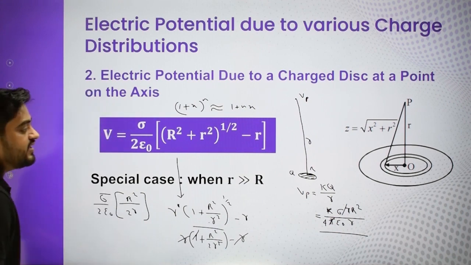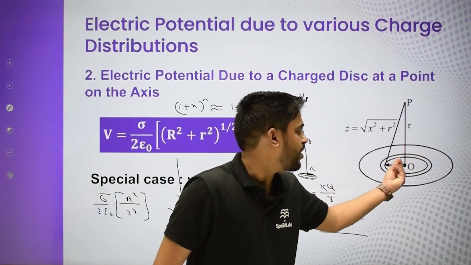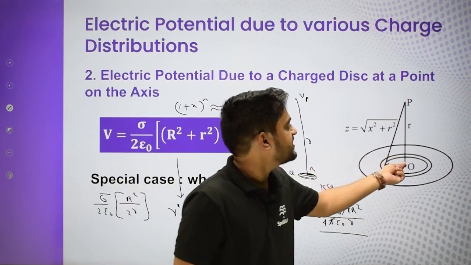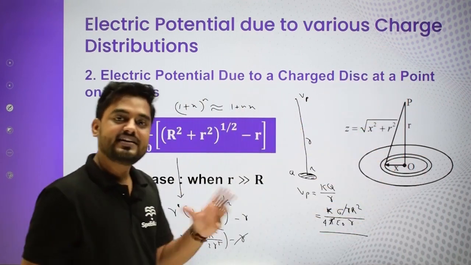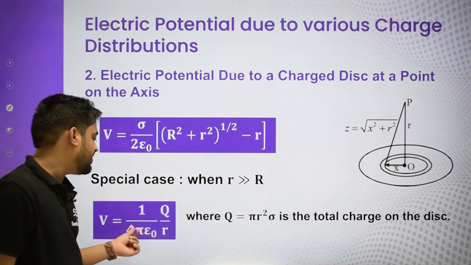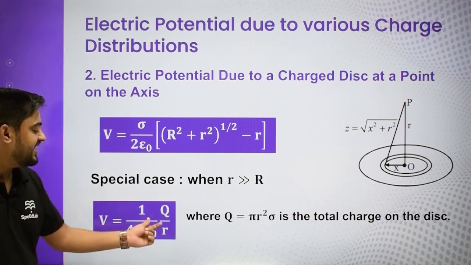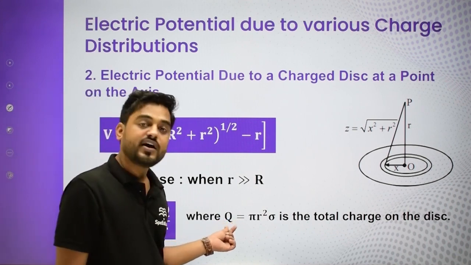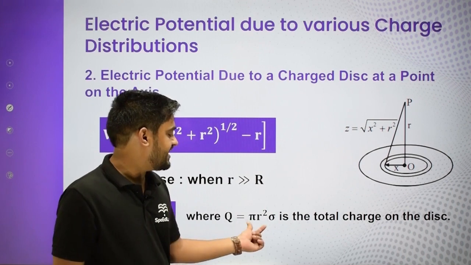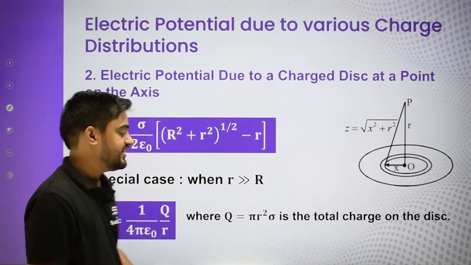So we can say that this disk will behave as a point charge if we are considering a point which is very far. Then the uniformly charged disk can be treated as a point charge, and the formula for potential is nothing but kq by r. And q is what? Q is the charge on this disk, which is surface charge density into area. Area is pi R square, surface charge density is sigma.